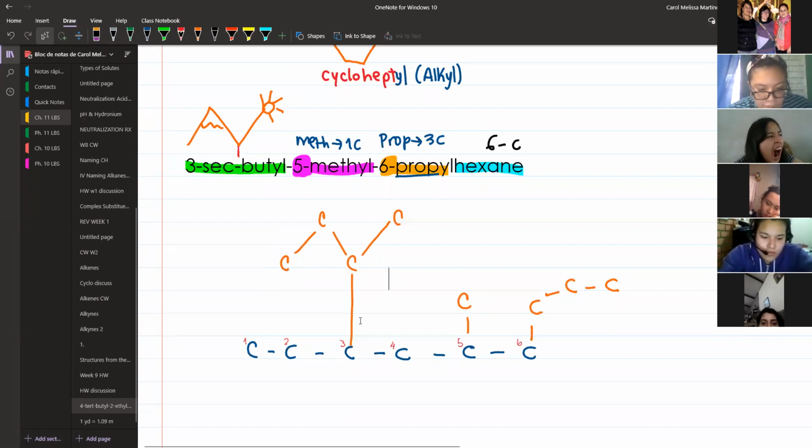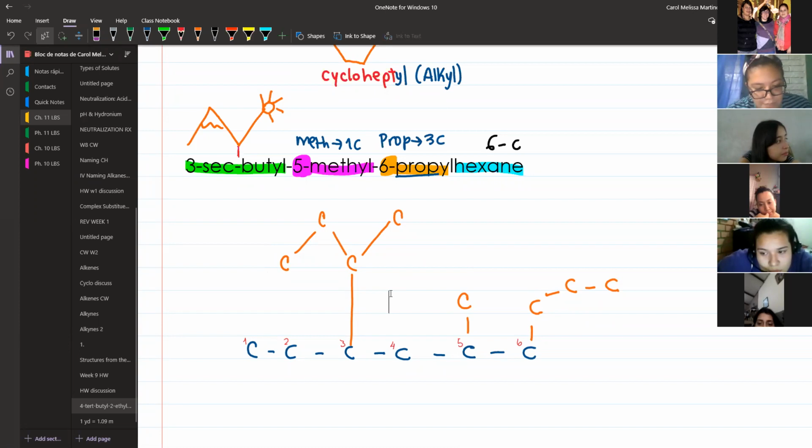Now, with this, you can say that the base of the figure is already finished. So what we do after is we start adding all the hydrogens, because this is going to be the full structure.